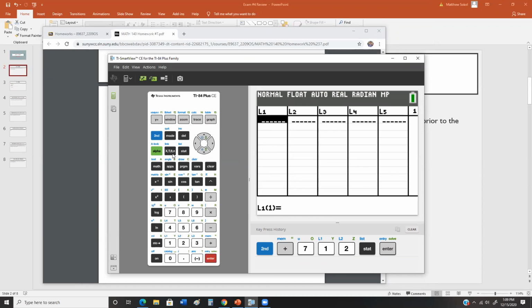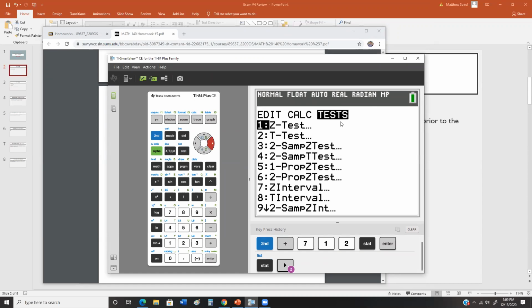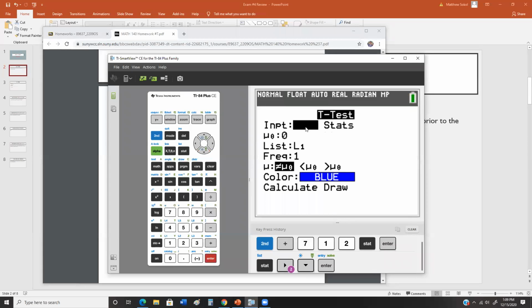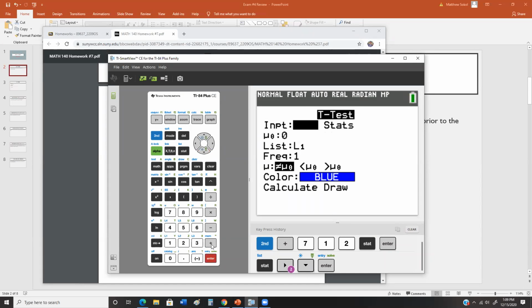And then when you go to do the test, you'll go stat, scroll over to tests, and it's option number 2, the t-test. And you'll use this option right here for data. Okay? Professor, when I told you today, I put in 15,000 for the first part. Yep, that's fine. That's what you should do.